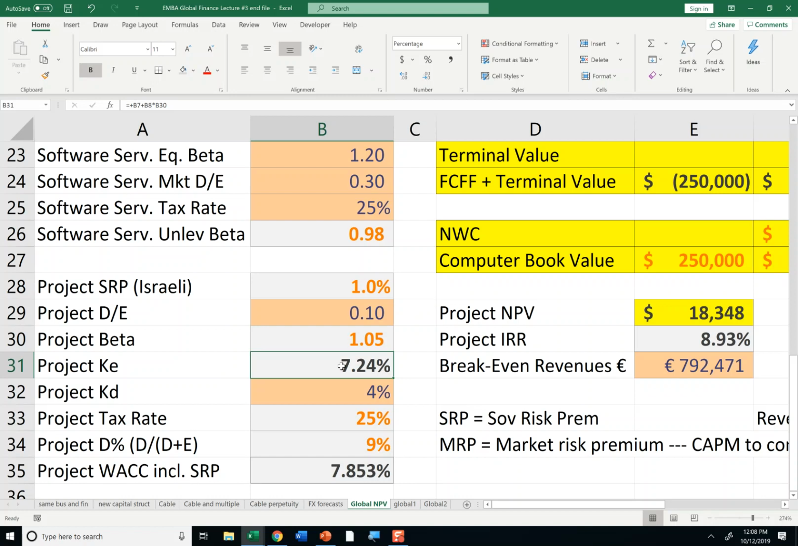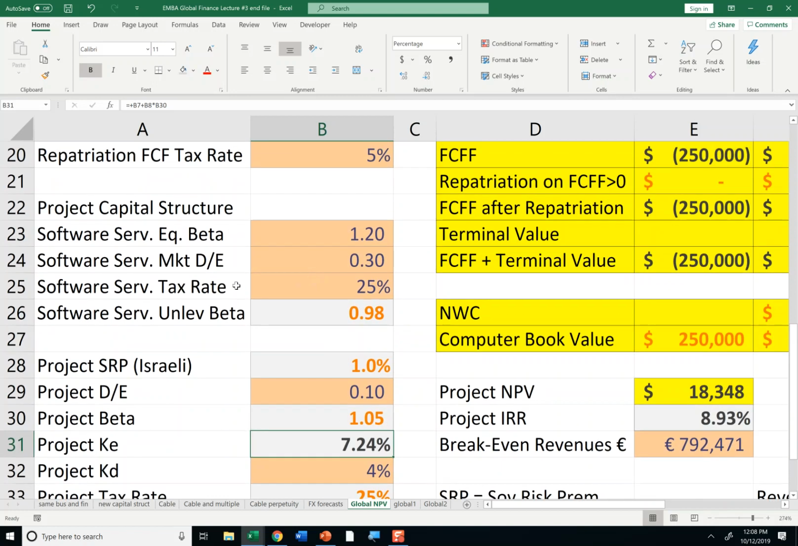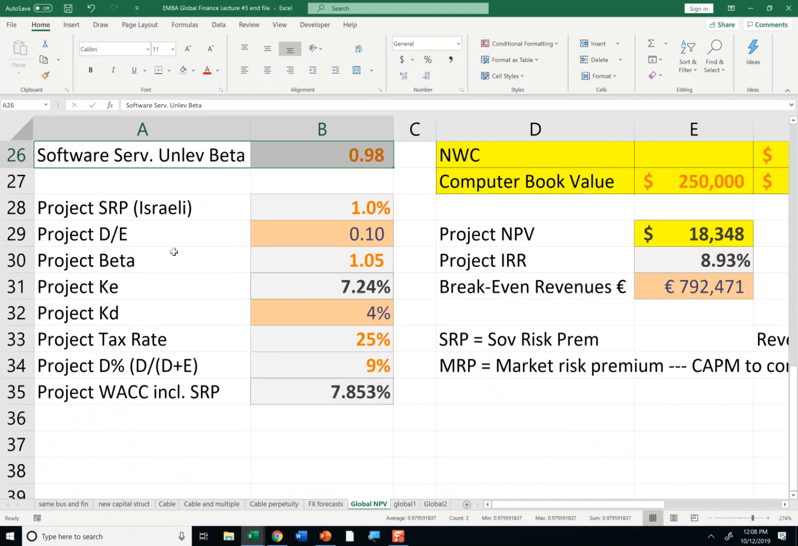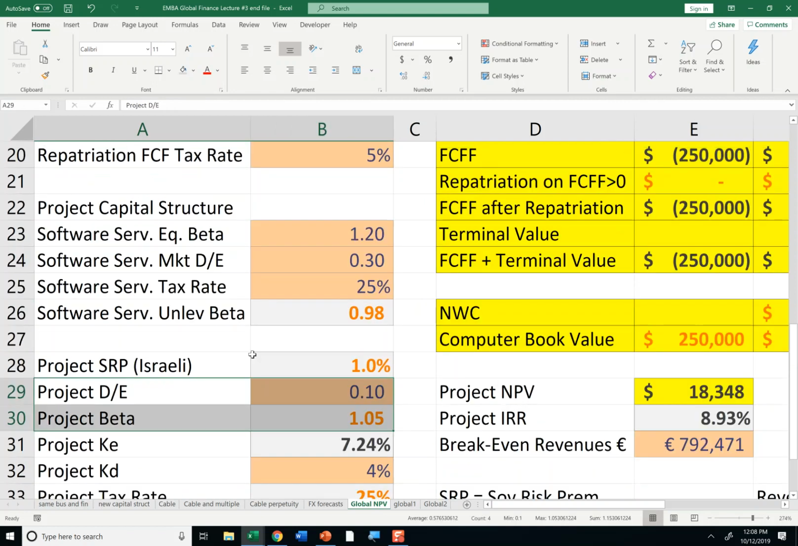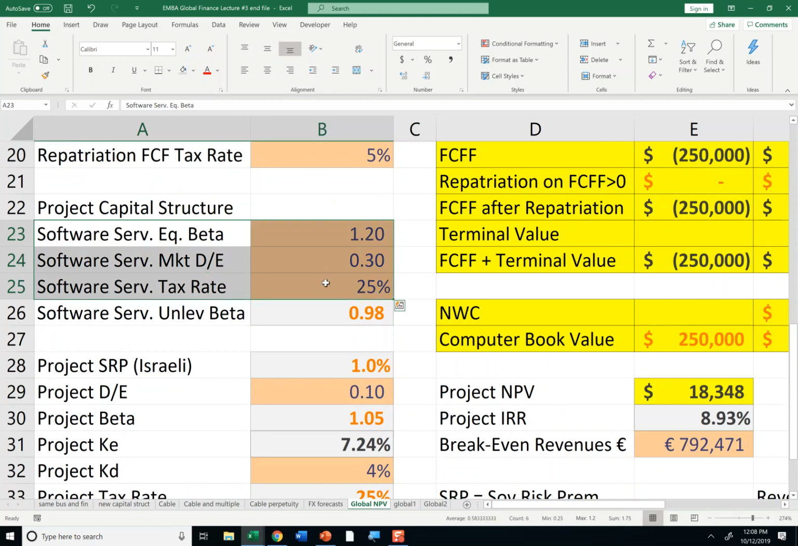All right. The only other thing I'd say, this didn't have to be software industry. I could have just told you the Google beta is 1.2 with this D/E ratio and tax rate, and you would have got an unlevered Google beta and then plugged it in for the project. All right, so I could have done it that way. Again, the question is, where do you get the beta? Often you'll use your own firm's beta instead of an industry.